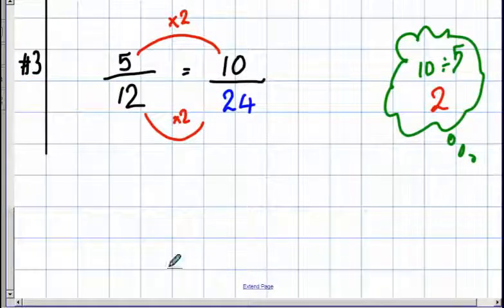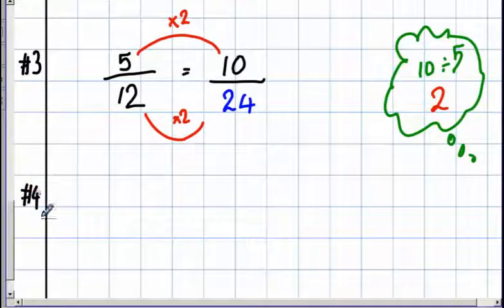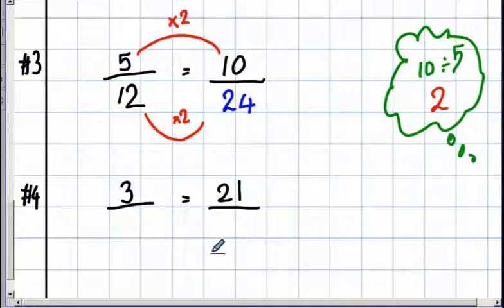And lastly, this is a not very nice question, but sometimes you get them like this in textbooks and exams. 3 over some number equals 21 over 28.